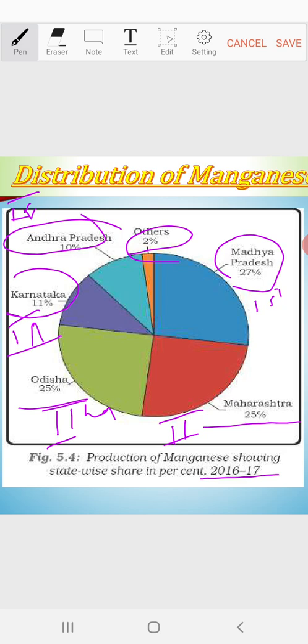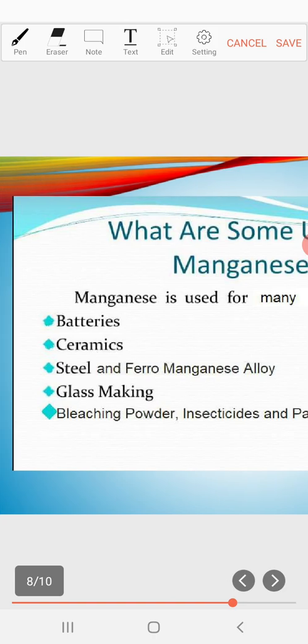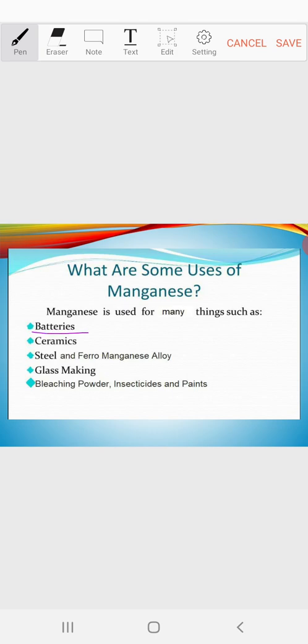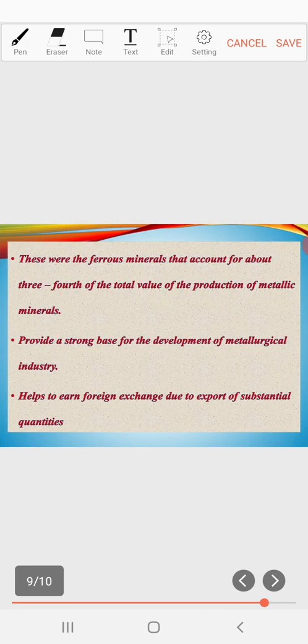Now let us see the uses of manganese. Manganese is used for making batteries, ceramics, steel and ferroalloy manganese, then glass making, bleaching powder, insecticides and paints. So these are some of the important uses of manganese. Now I have discussed the ferrous minerals. Under the metallic minerals, the two ferrous minerals, the most important one is iron ore and then comes manganese. Your work is to jot down all these things in your copy.